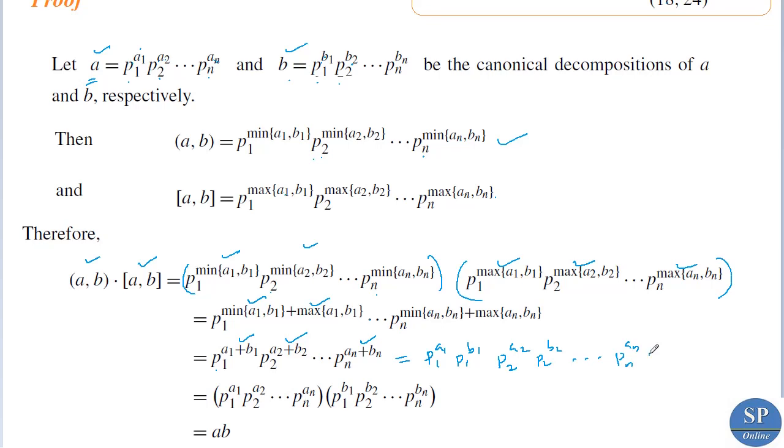Pn power An into Pn power Bn. So taking these powers, we have P1 power A1, P2 power A2, etc., Pn power An, which is nothing but A. And next one is P1 power B1, P2 power B2, P3 power B3, etc., Pn power Bn, which is nothing but B. So we have A into B.